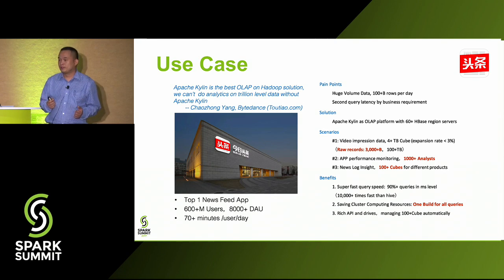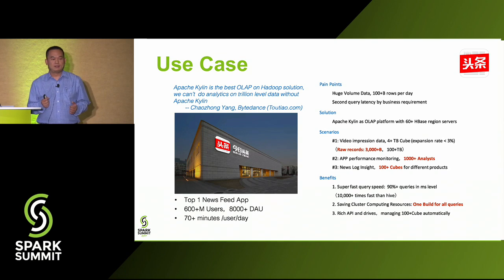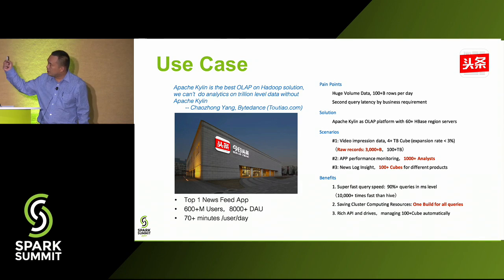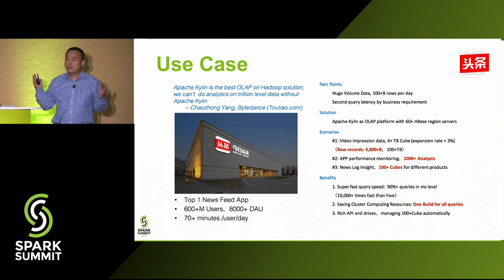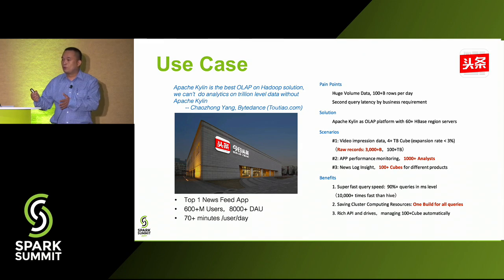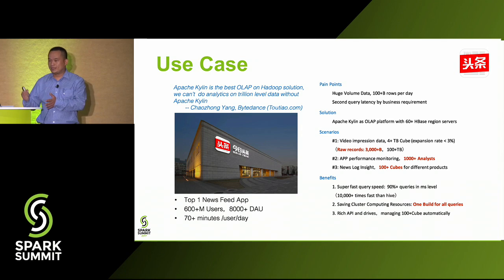That's very important. But beyond that, another value Apache Kylin brings is what they call one build for all queries. Think about it, if you have 1,000 analysts running queries every day, your cluster will crash every day, right? So we build it once and cache it, and it can serve very high concurrency and high performance OLAP queries for reporting, dashboards, machine learning, recommendation, and more.